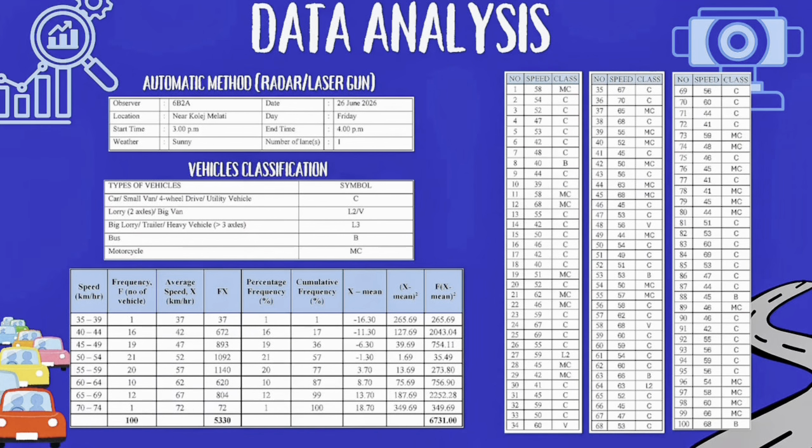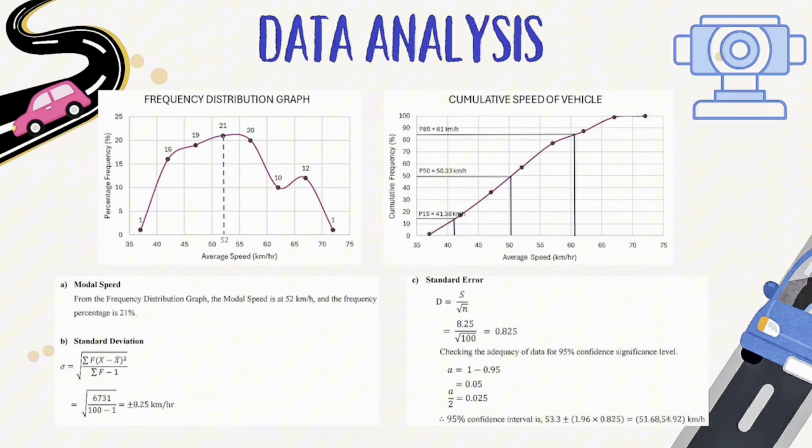This is our data collection using an automatic method with a radar gun. We recorded the speed of 100 vehicles passing through this area. The three key results required from this experiment are: first, the modal speed is 52 km per hour, meaning the majority of drivers feel most comfortable driving at this speed. Next, the mean speed of the vehicles here is 53.3 km per hour. And lastly, the 85 percentile speed, P85, is 61 km per hour.